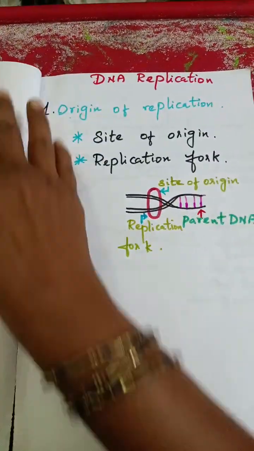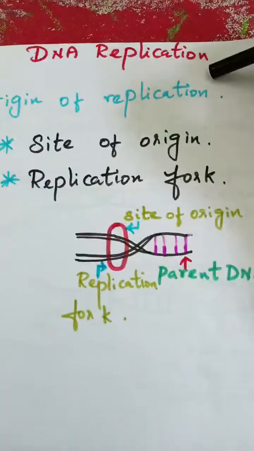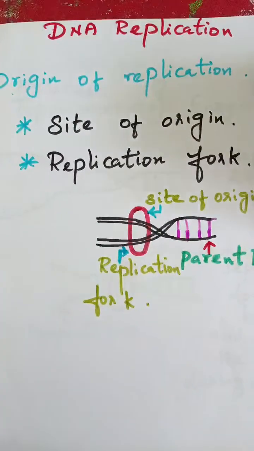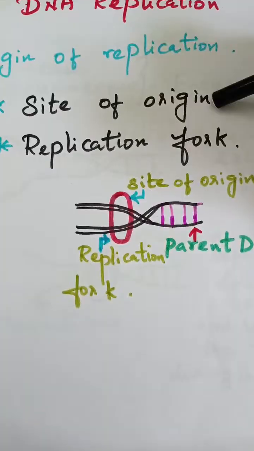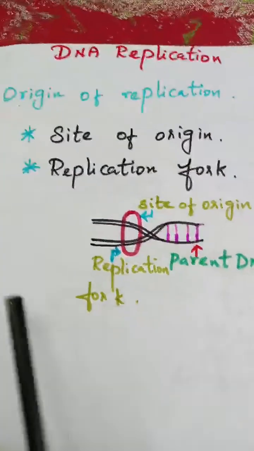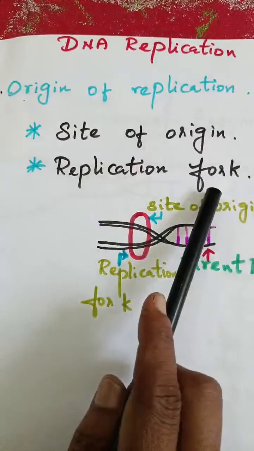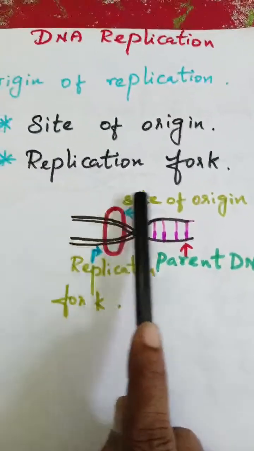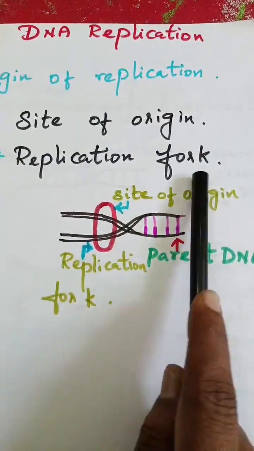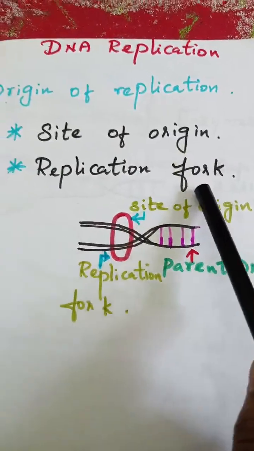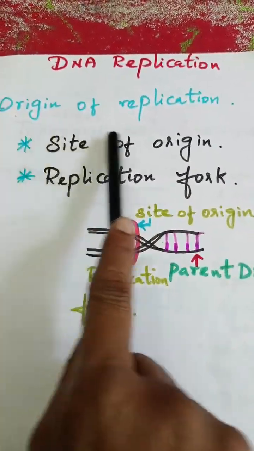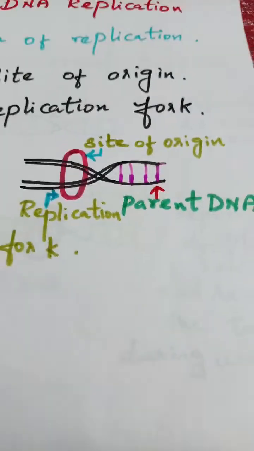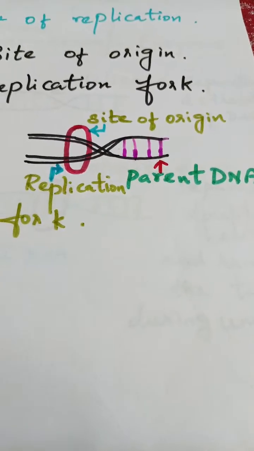First we will see the origin of replication. I told you that it is the site of origin. Origin of replication is nothing but the site of origin, and a structure called the replication fork will be formed. These are the two points you should remember about the origin of replication. Is that clear? So look at this picture. You can understand better if you look into this picture.